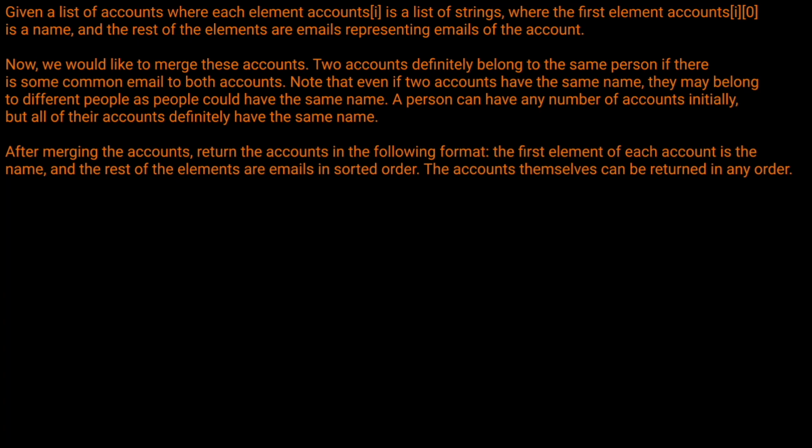Two accounts definitely belong to the same person if there is some common email to both accounts. Note that if two accounts have the same name, they may belong to different people, as people could have the same name. A person can have any number of accounts initially, but all of their accounts definitely have the same name. After merging the accounts, return the accounts in the following format. The first element of each account is the name, and the rest of the elements are the emails in sorted order. The accounts themselves can be returned in any order.